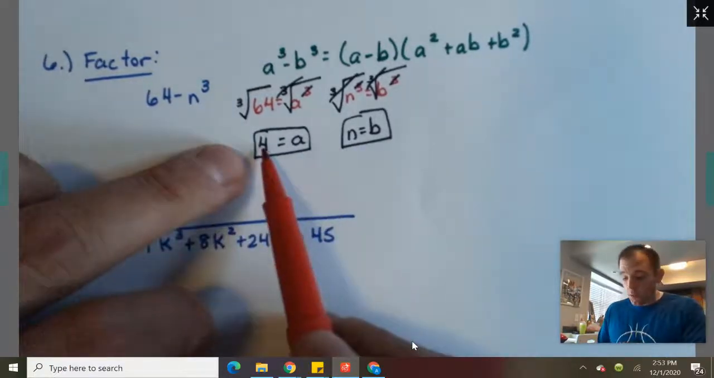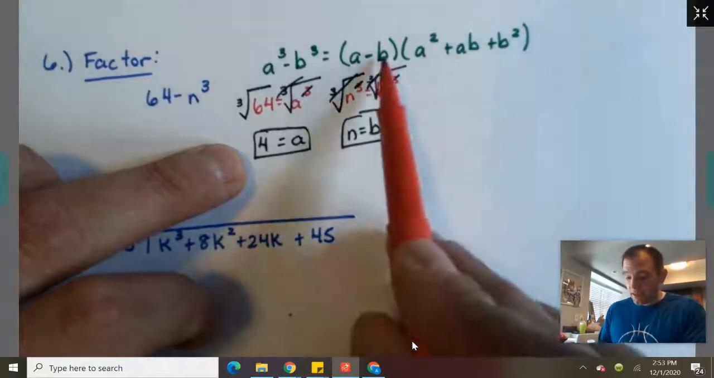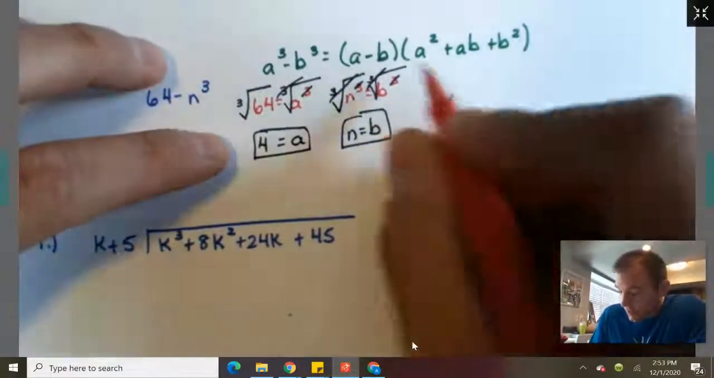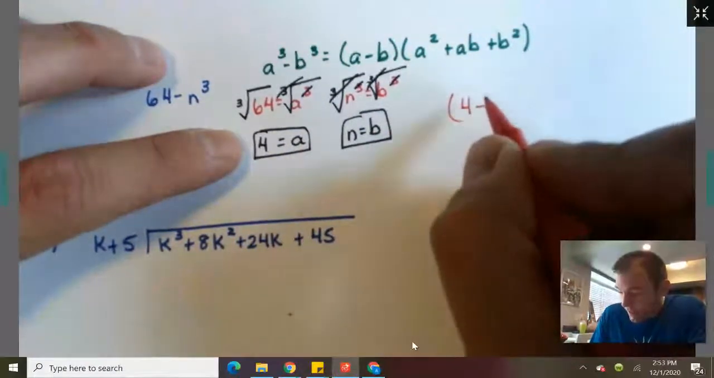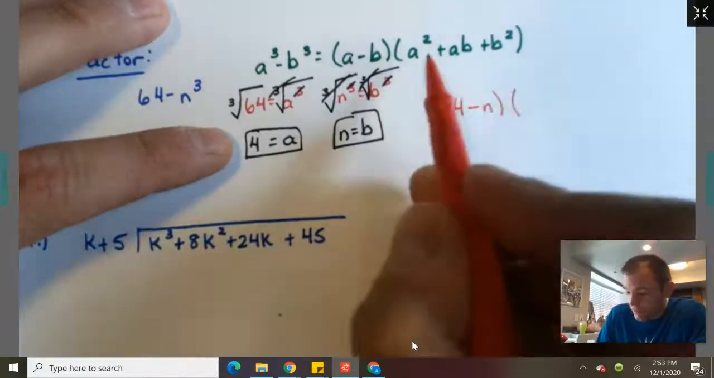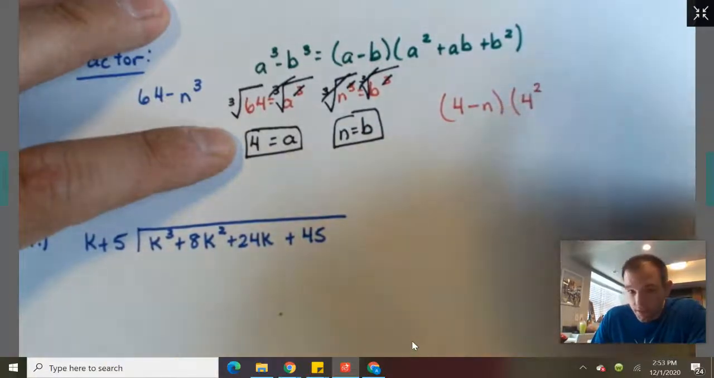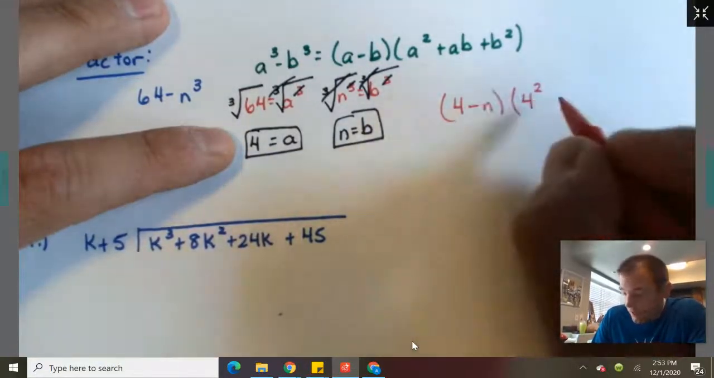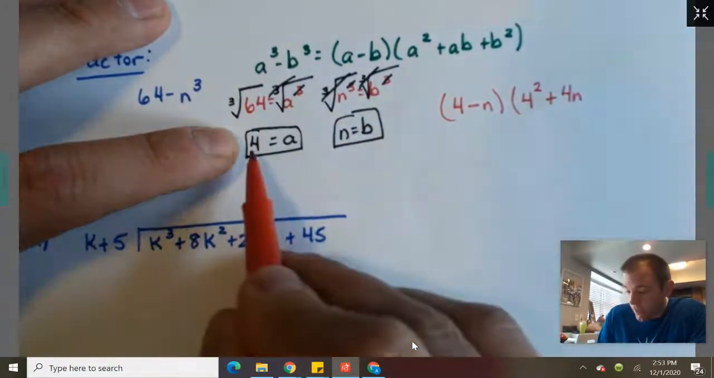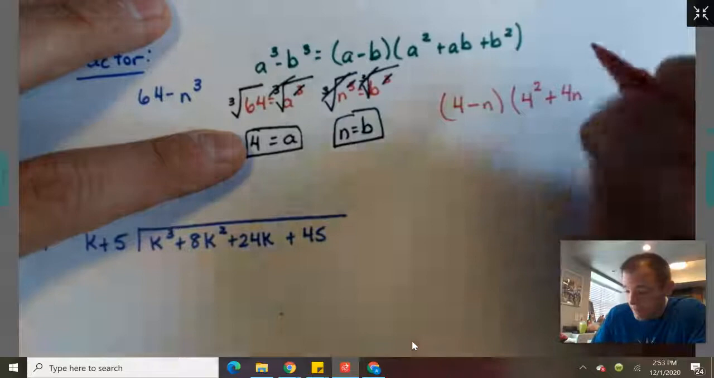Now I'm just going to take this 4, put it in wherever I see an a, and I'm going to take this n and put it in everywhere I see a b. All right, so if I did that, a is 4 minus b, which is n. So we just substitute. My next parenthesis is a squared, but a is 4. So I'm going to do 4 squared plus a times b. A times b would be 4n. A is 4, b is n. If I multiply them, I get 4n plus b squared, and b is n.